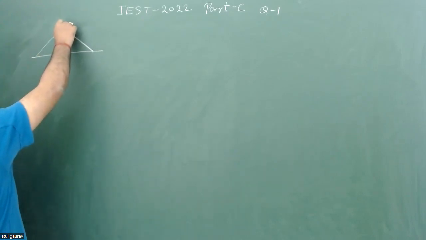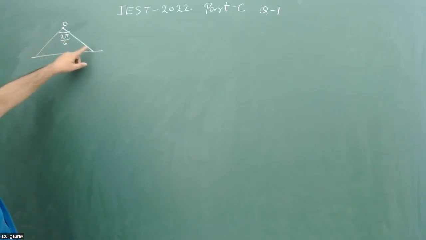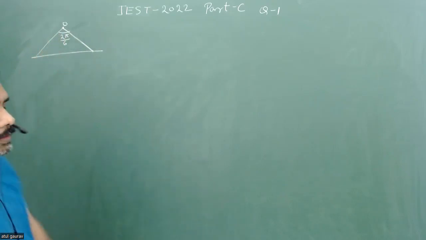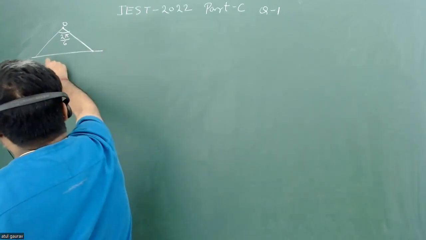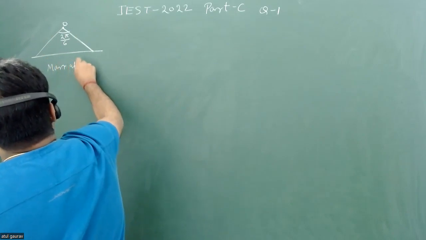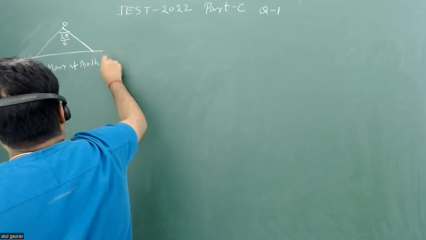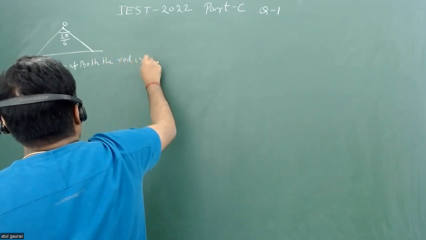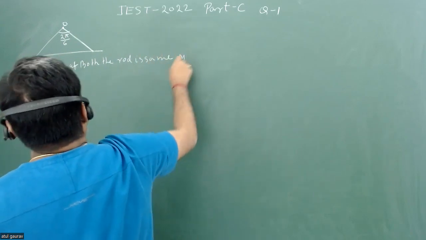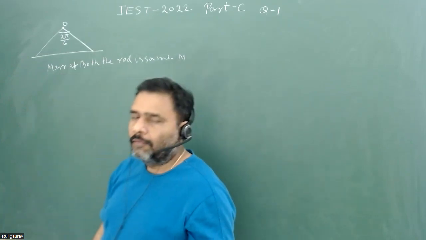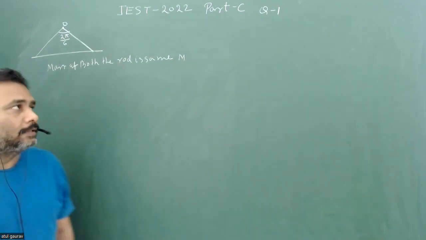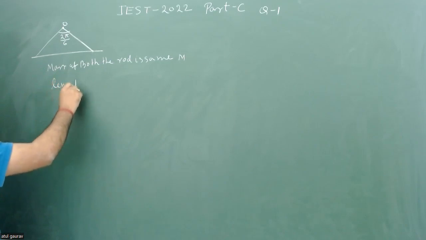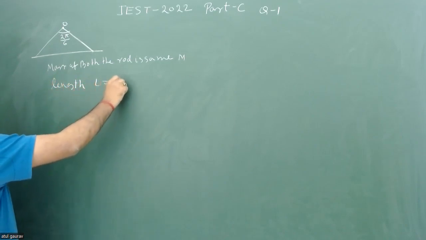So we can assume this point is O, and at the initial stage, they are making an angle of 2 pi by 6 between each other. So this is the initial stage and the mass of both the rods is m. It is given that the mass of both the rods is the same, some m. The length is 1 meter. We will first solve for length L and then we can put L is equal to 1 meter.